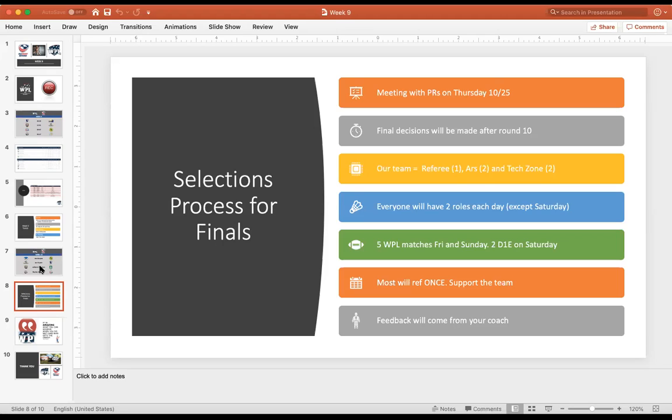For every match, we are using only our match officials. That's the referee, the ARs, and the technical zone. It will be our crew covering. Everybody in our crew is traveling with the exception of Greg Gilliam. Everyone can expect to work 2 roles each day. We have 5 games on Friday, like I showed you earlier, and 5 games on Sunday. Everyone will work 2 different roles in 2 different games. And then on Saturday, there's only 2 games, so some people won't work on Saturday. Maybe everybody works, but you'll work 1.